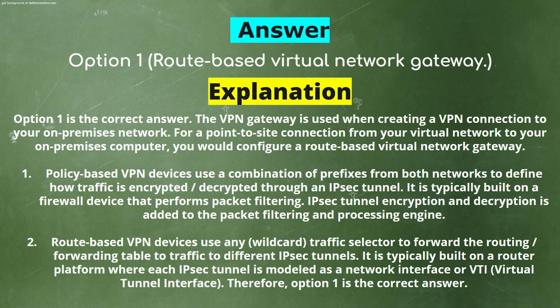Number 2. Route-based VPN devices. Use any traffic selector to forward the routing or forwarding table to traffic to different IPsec tunnels. It is typically built on a router platform where each IPsec tunnel is modeled as a network interface or VTI, virtual tunnel interface. Therefore, option 1 is the correct answer.